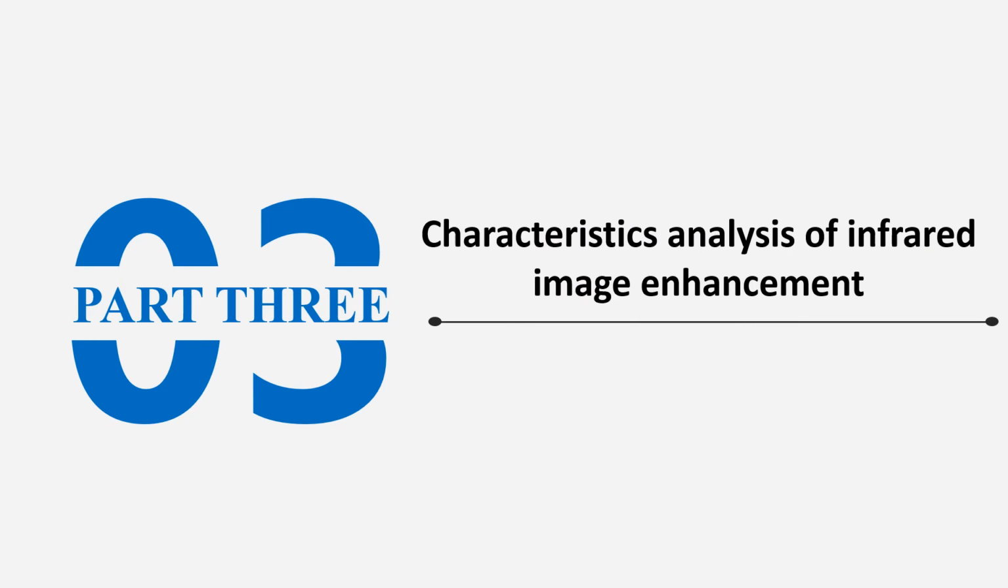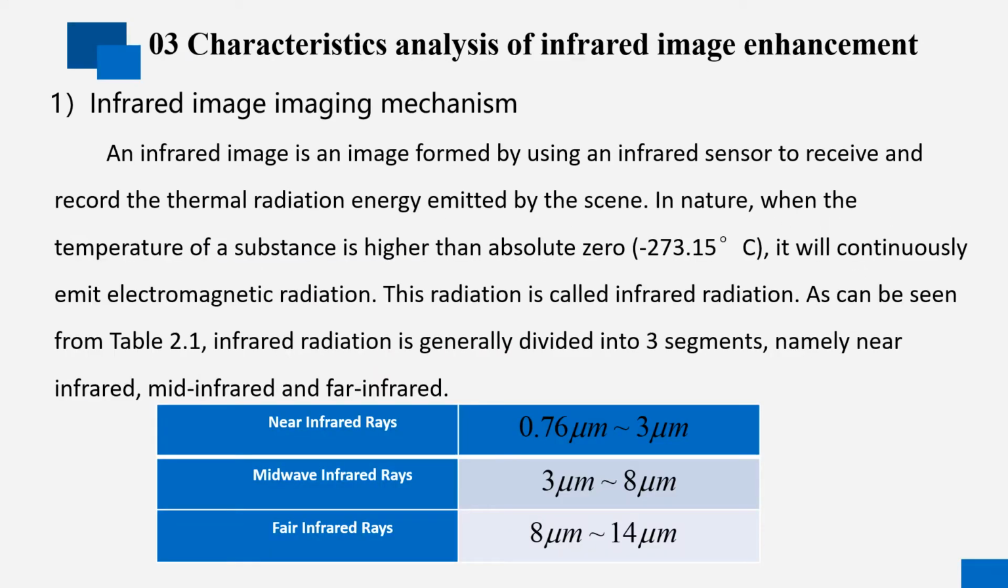Part 3 is the image enhancement algorithm based on histogram equalization. For this, I'm going to divide the topic into two subgroups. First, I'm going to introduce the algorithm for histogram equalization, and then we shall talk about gamma correction. Characteristic analysis of infrared image enhancement.